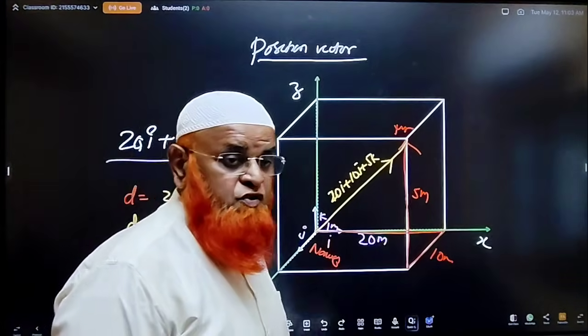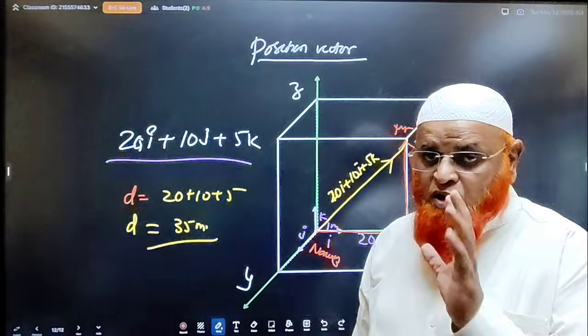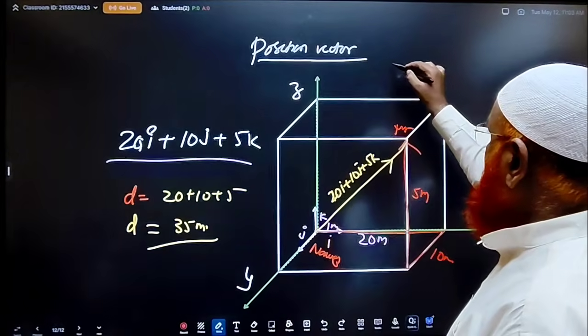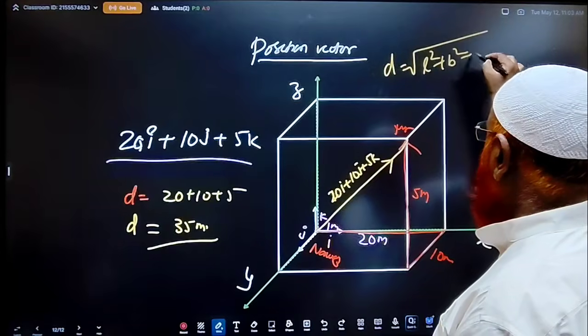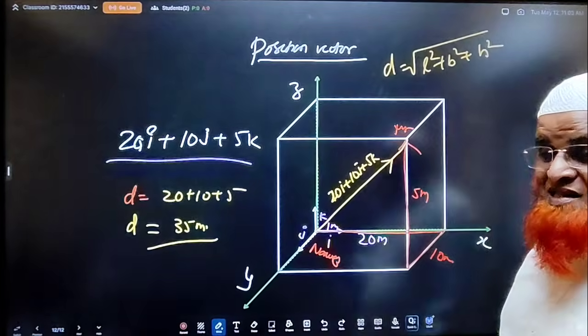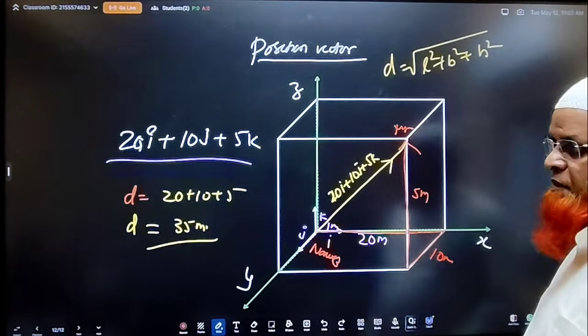So if you know all this, according to mathematics, the diagonal is nothing but the square root of L square plus B square plus H square. The same thing we apply here. What is it we are applying now?